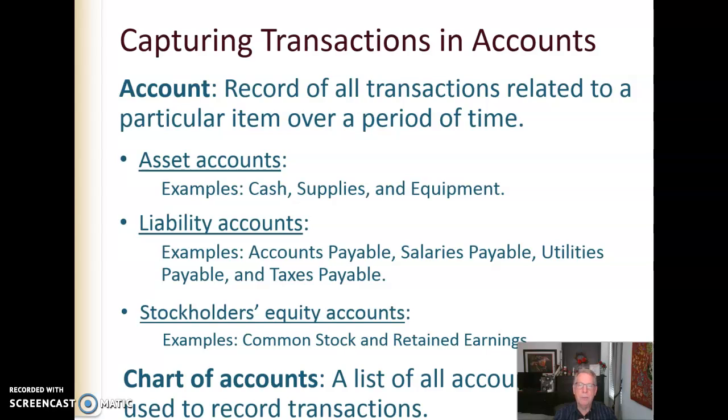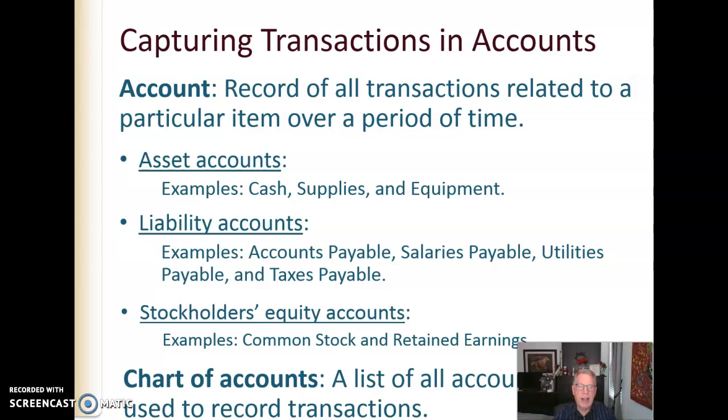Liability accounts, we have our big one, which is accounts payable, but we also have some other payable accounts. All of those are liability accounts. If we expect to pay them within a year, then they're a current liability. If we expect to pay them in more than 1 year, then they're a long-term liability. And lastly, we have the stockholders' equity accounts. We basically have 2 components of that, common stock and retained earnings. And we'll talk far more about that as we go along in the course.